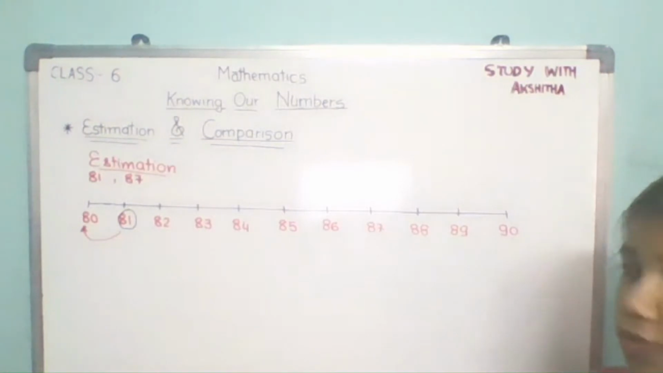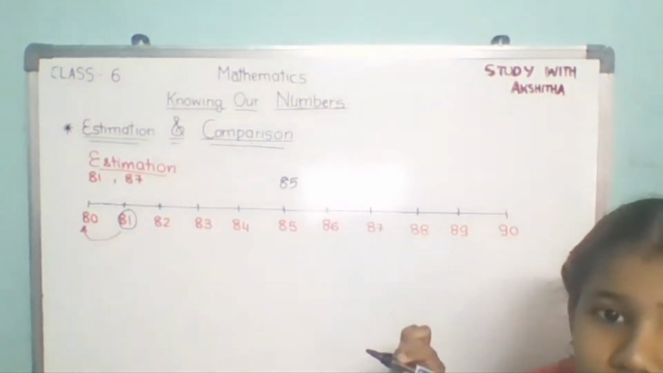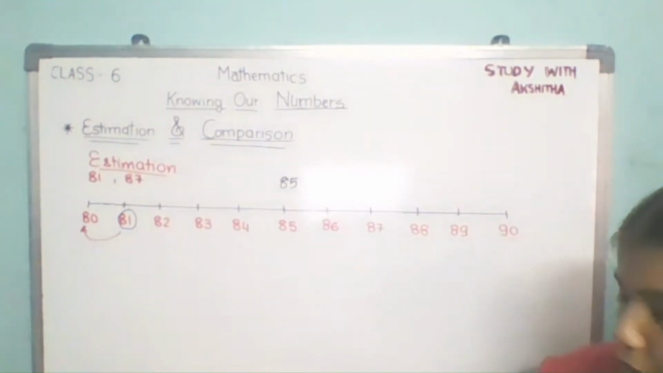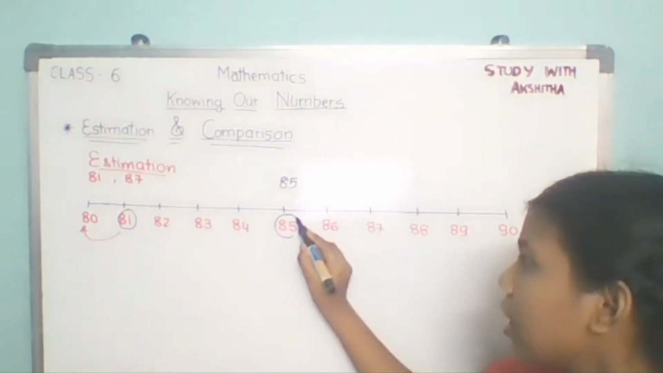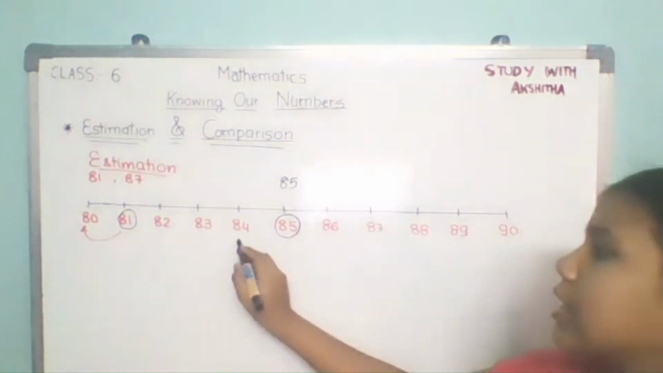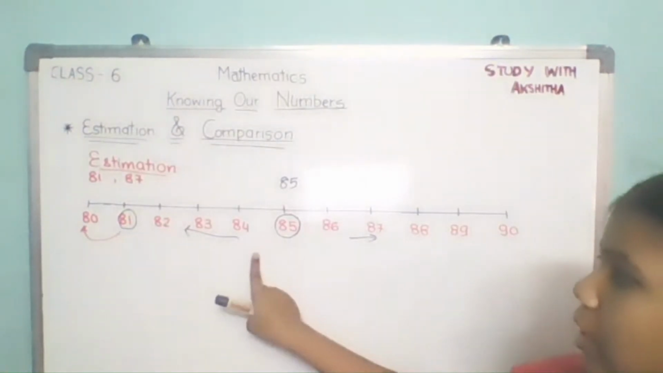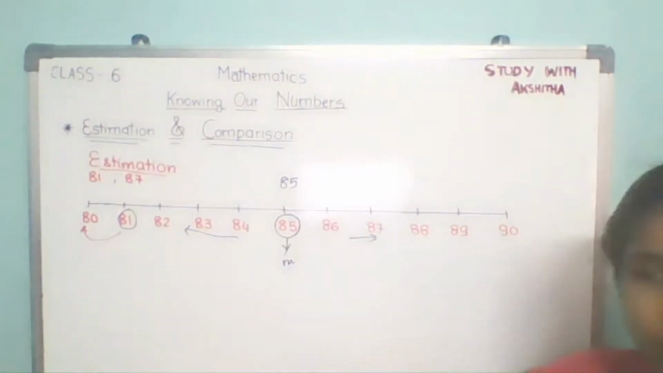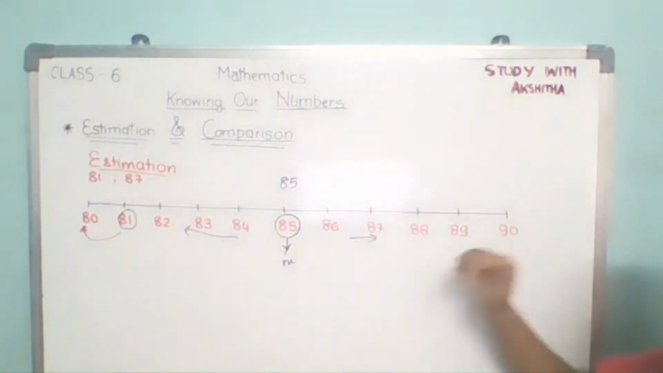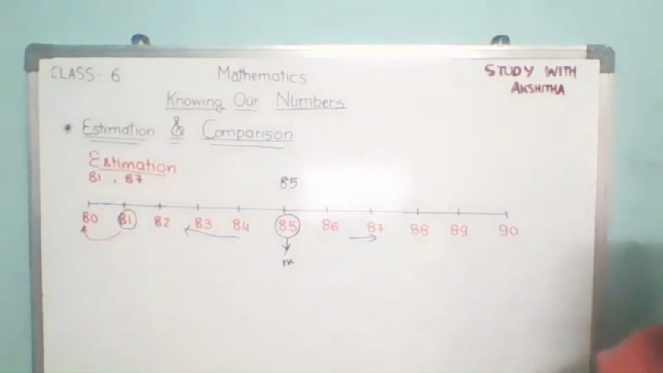But for example, if we take 85, now if we check where 85 lies, it lies between 80 and 90 only. And it is at equal distance from 80 and 90. That means it is in the middle. 85 is in the middle. It is not nearer to 80 nor nearer to 90. Then where will it be rounded off to? This is our doubt, right?